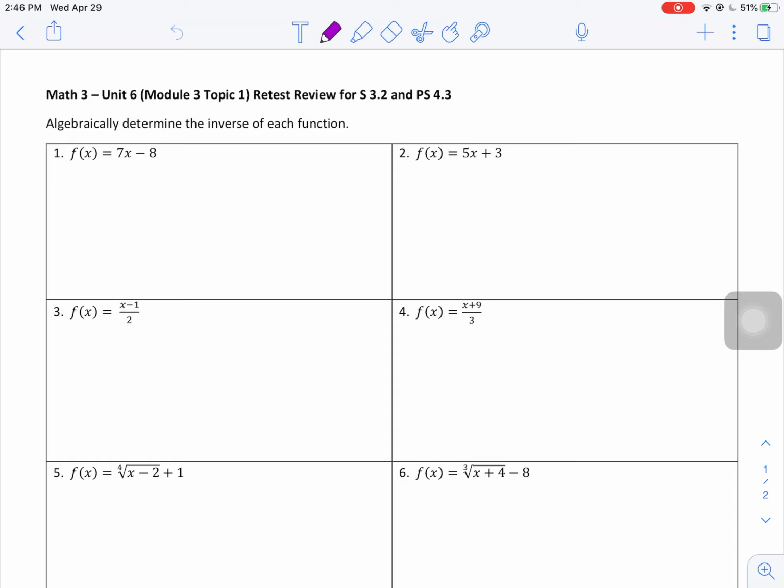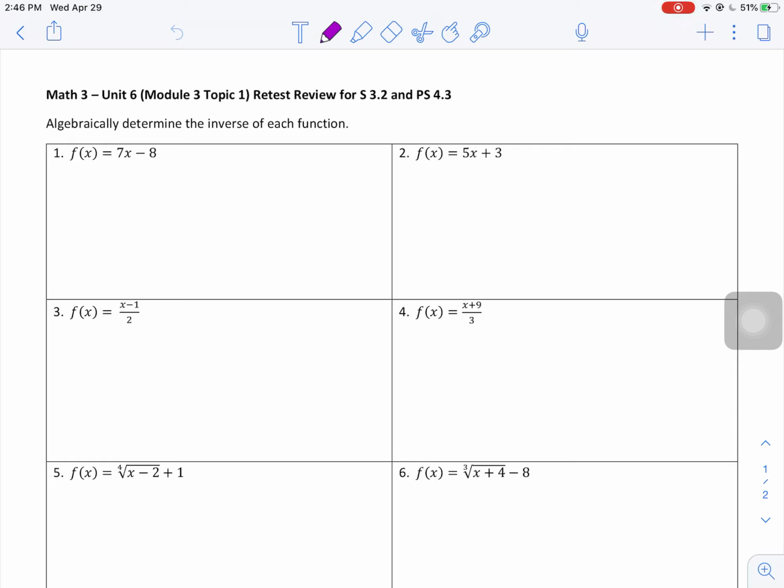Standard 3.2 is just you remembering that you have to switch the x and the y. So you get a 4 for just switching x and y. Power Standard 4.3 is for actually solving for y after you've switched x and y. I think this is a really good way for a lot of you to increase your grade significantly with doing only 2 questions on a portion of the retest for Unit 6.